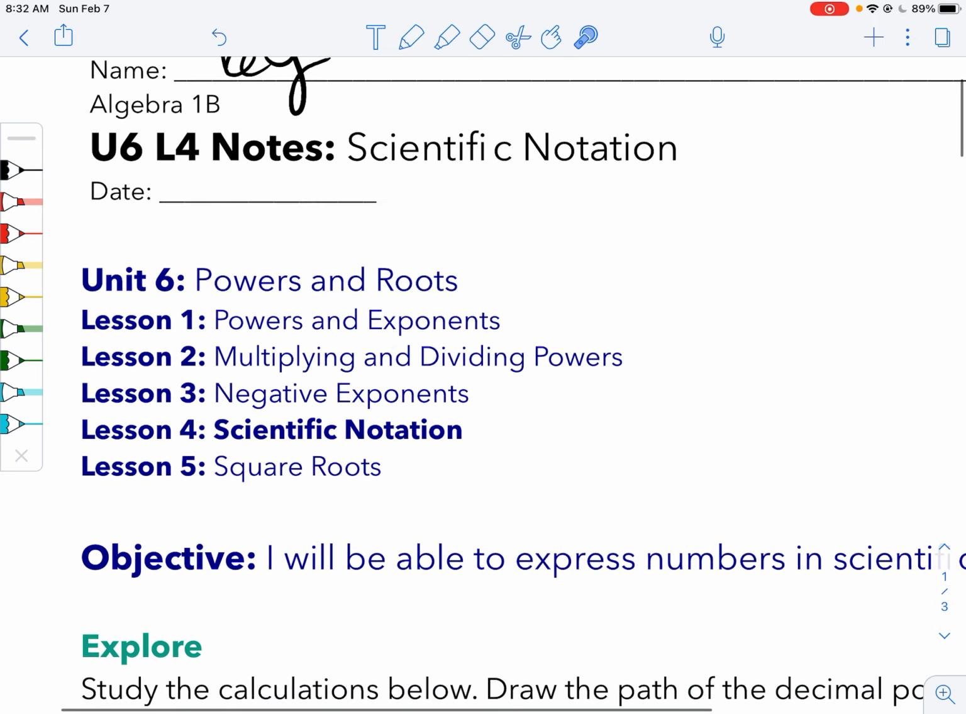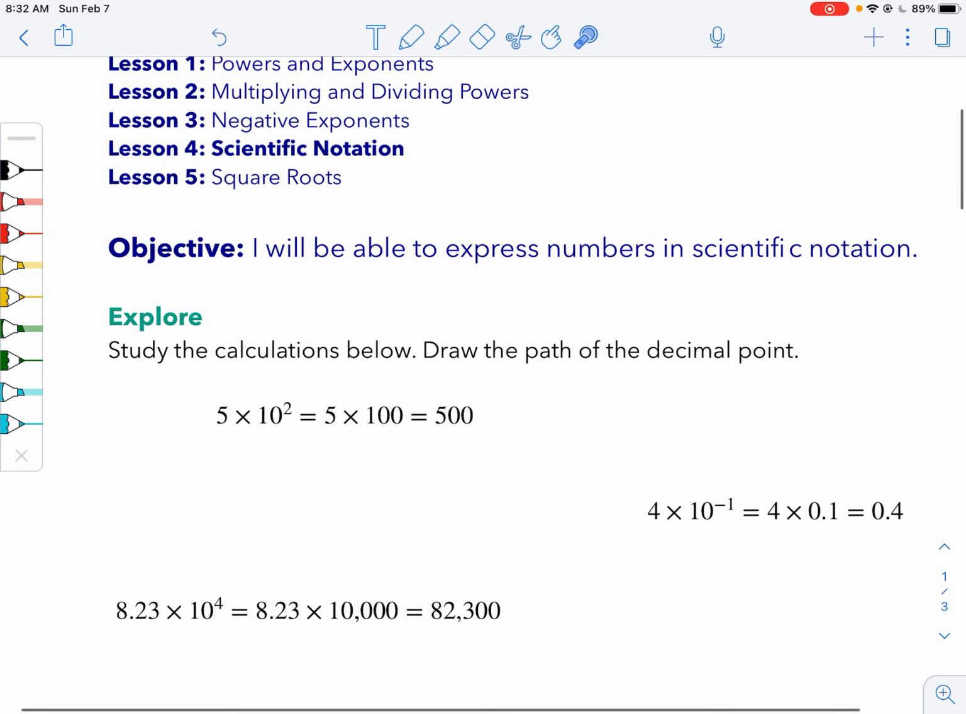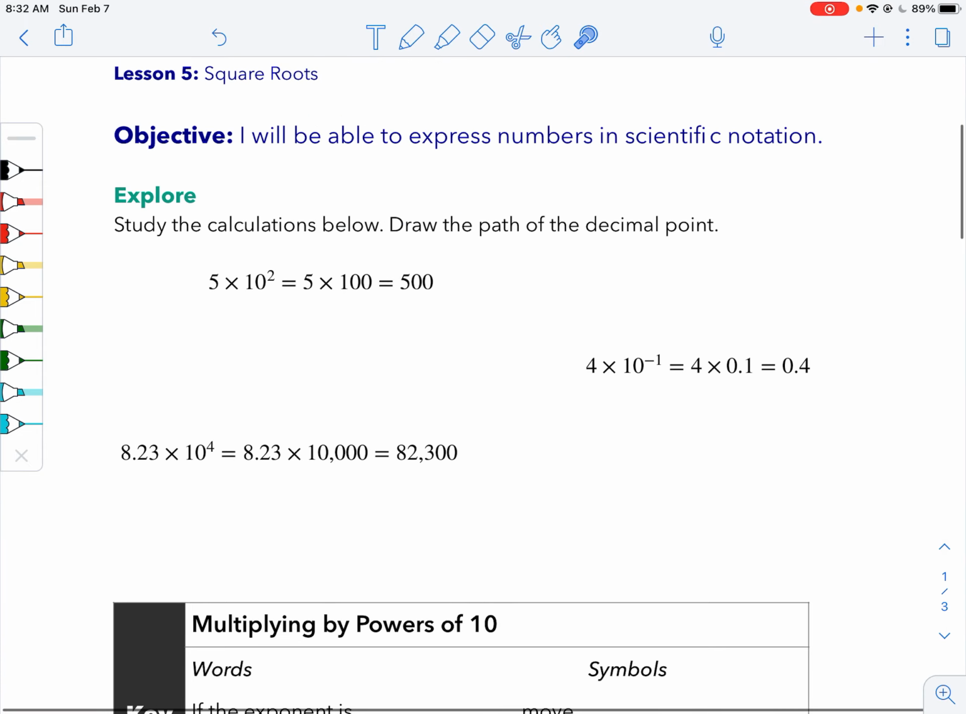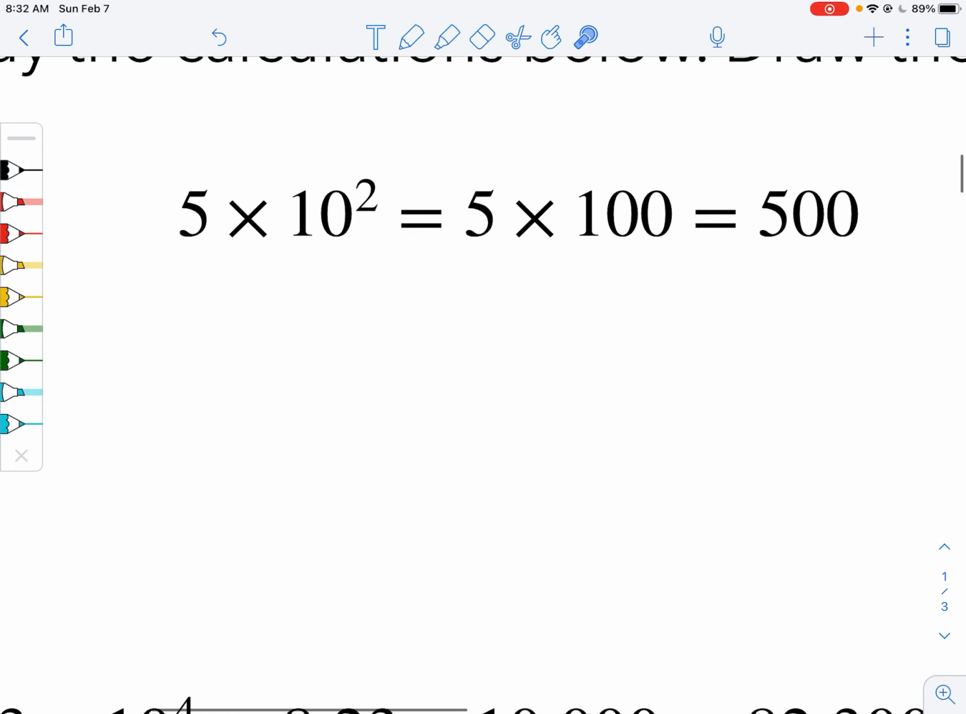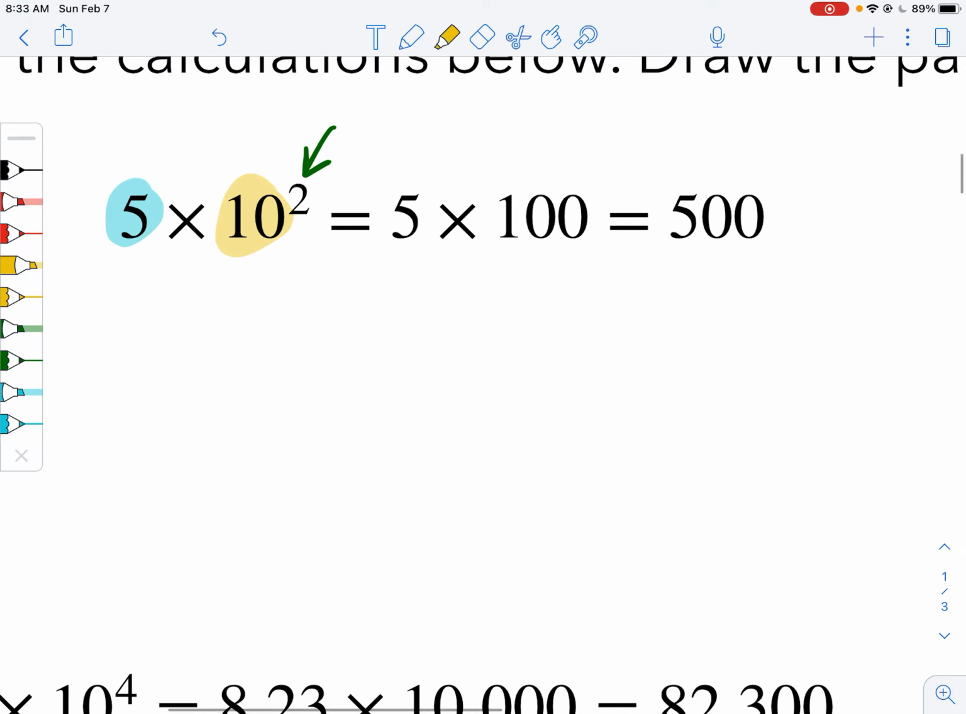By the end of the day, you'll be able to express numbers in scientific notation. So what we're going to do is look at 3 numbers and see if we can figure out what the pattern is. These numbers are already in scientific notation, you can tell, because you've got some number times a power of 10. When we look at this, I notice first we've got a positive 2 for our exponent, and we're multiplying times 100, because that's what 10 squared is.